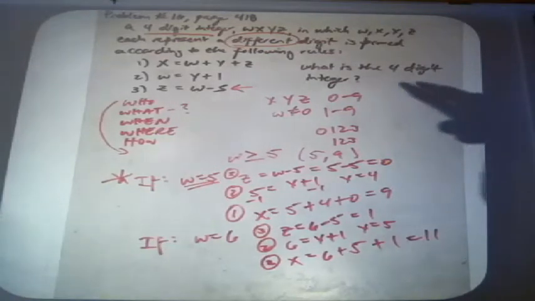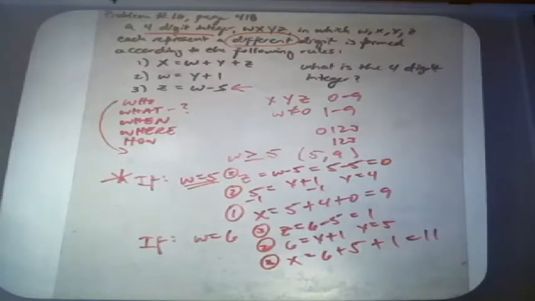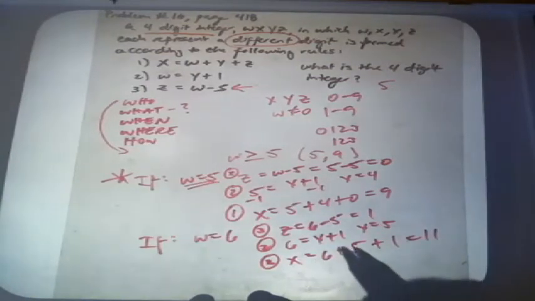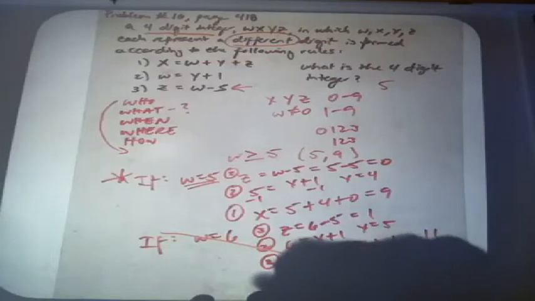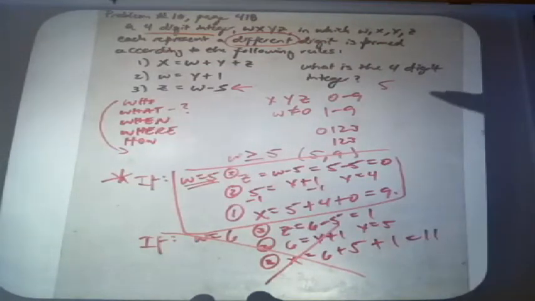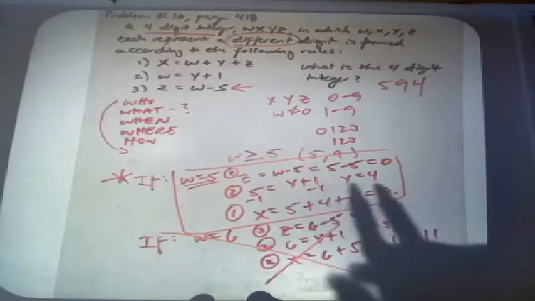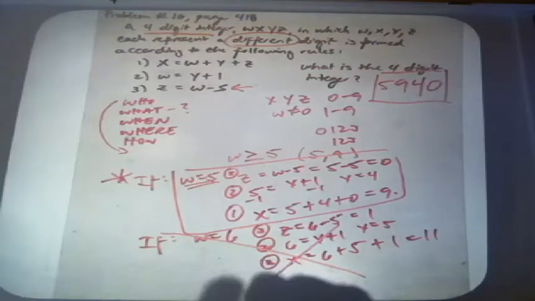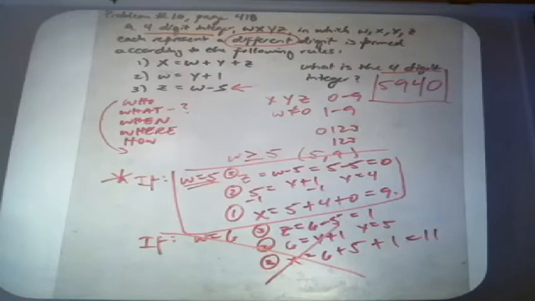So, again, we go back to what are they asking us for? They're asking for the 4-digit number. So now we just plug in our values for W, X, Y, and Z to get that 4-digit number. So W is 5. X was, remember we're using this situation here, X was 9. Y was 4. And Z was 0. So our answer to problem number 16 is 5,940.